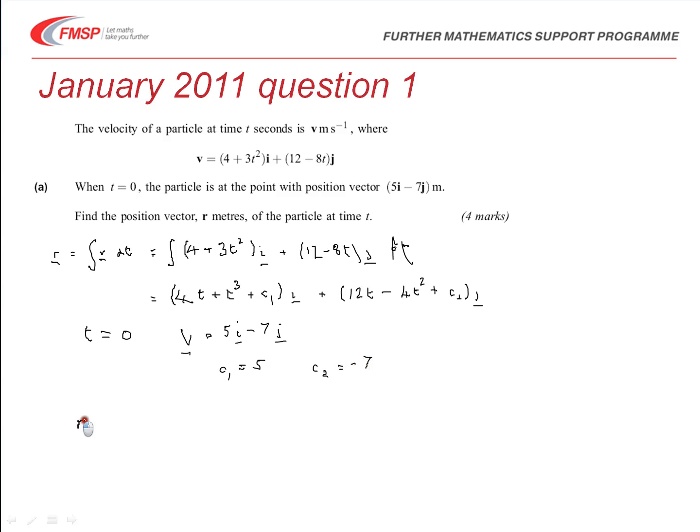And so our expression for r will become 4t plus t cubed plus 5, that's lots of i, and similarly we get 12t minus 4t squared minus 7 lots of j.